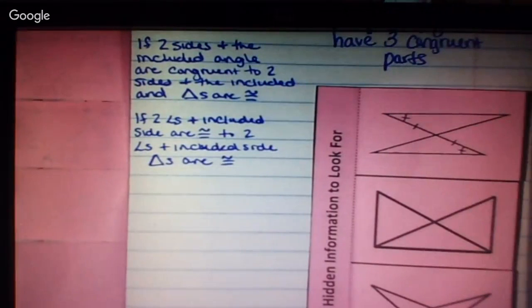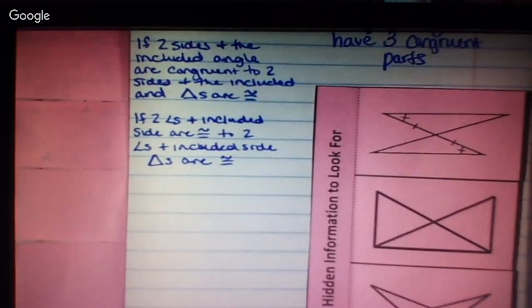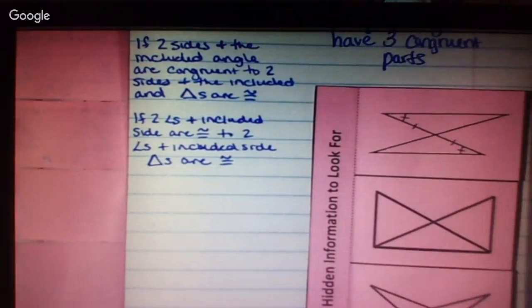It's very important, though, that that side falls in between the two angles in order for you to call it angle side angle. Two angles plus the included side are congruent to two angles and the included side. The triangles are congruent.